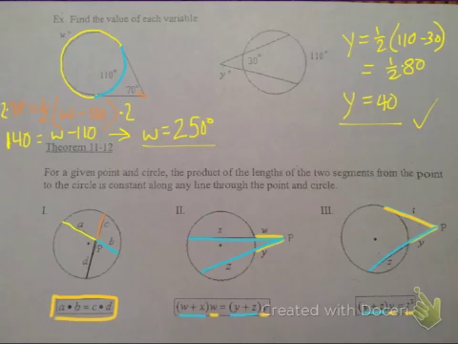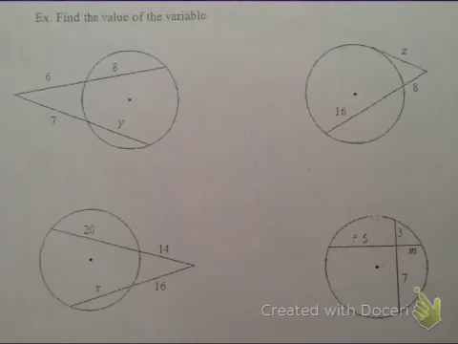Okay, so let's see what we can do with this theorem. Let's look at a couple examples. All right, first one. It says find the value of the variable. We've got a circle with two secants. We've got an intersection on the outside. So our y, we're going to set up our equation just with the theorem we just learned. So our outside, 6 times our whole, which is 6 plus 8, equals the outside times the whole, which is 7 plus y.